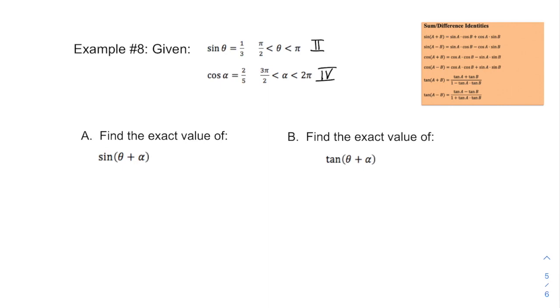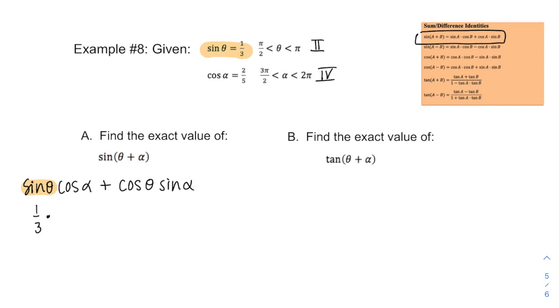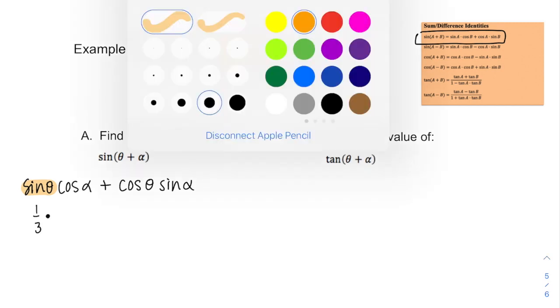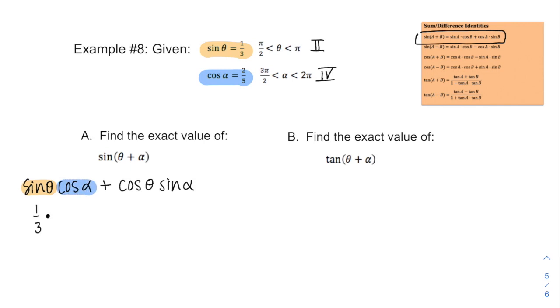So the first thing I'm going to start doing is I'm going to expand out sine theta plus alpha, and I'm going to use this top formula. So sine theta cosine alpha plus cosine theta sine alpha. That's what we're working with. Now I'm going to plug in some values for these trig ratios. I know from right here that the sine of theta is 1/3. I know from right here that the cosine of alpha is 2/5.